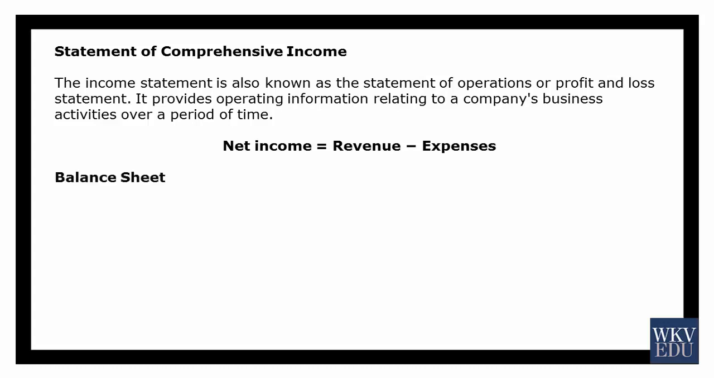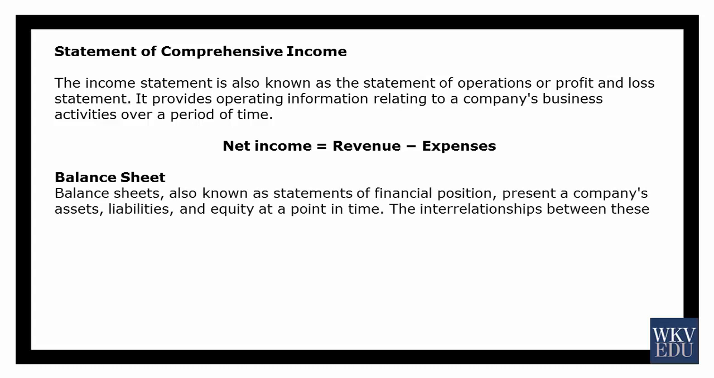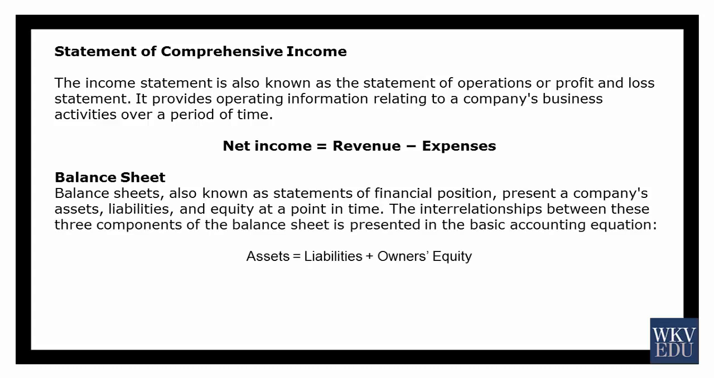Balance sheet, which is also known as the statement of financial position, presents a company's assets, liabilities, and equity at a point in time. The interrelationship between these three components of the balance sheet is presented in the basic accounting equation as follows: assets equals liabilities plus owner's equity.